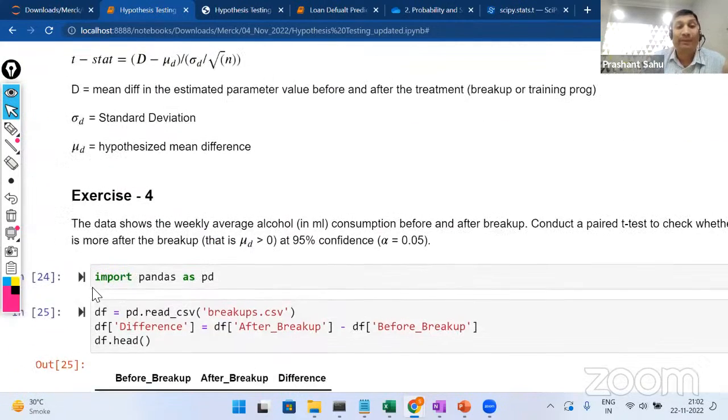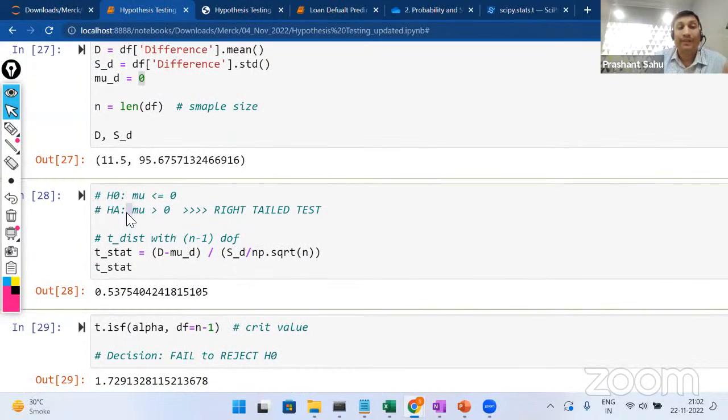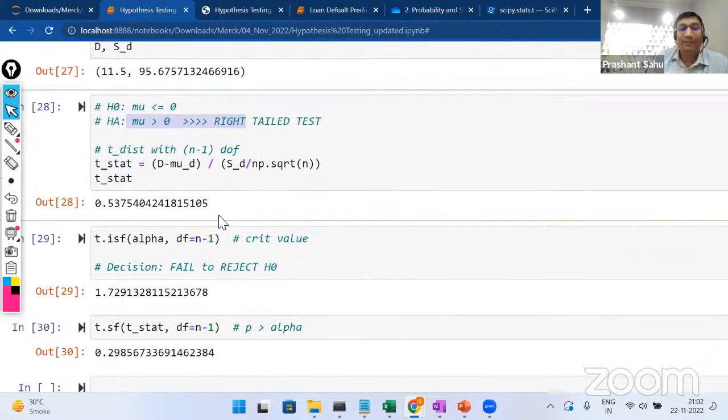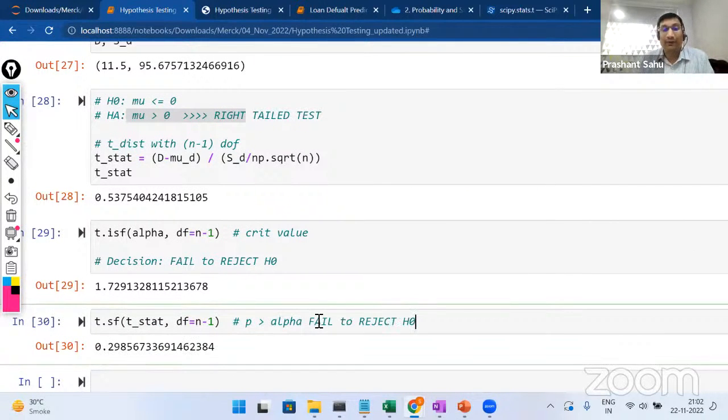So very confidently, we can reject the alternate hypothesis. What was the alternate hypothesis? Can we go up and see? Here it is. So whatever you guys were claiming that people tend to drink greater or more amount of alcohol after breakup, that statement is not validated now. In this case, there is enough evidence in the favor of null hypothesis.